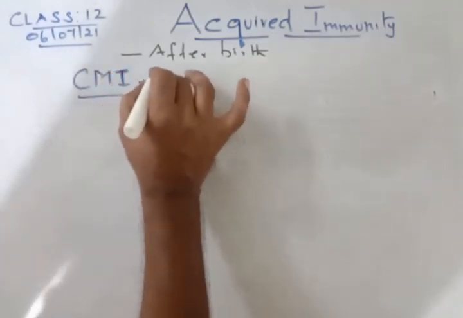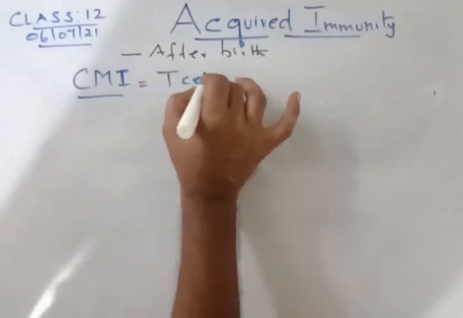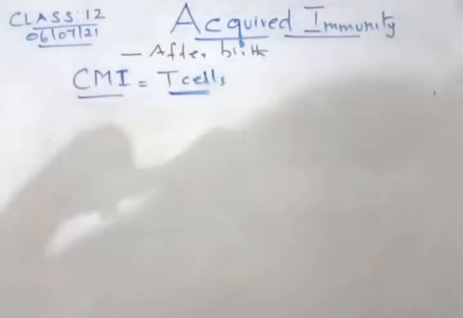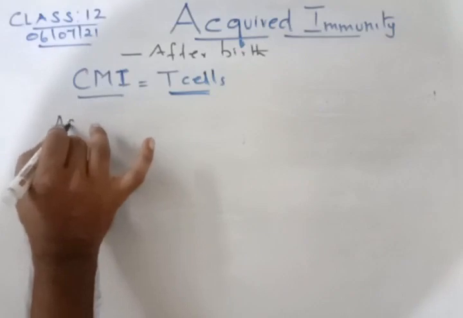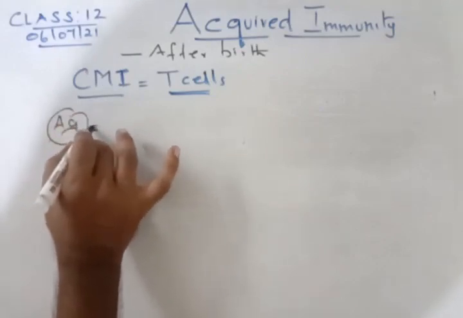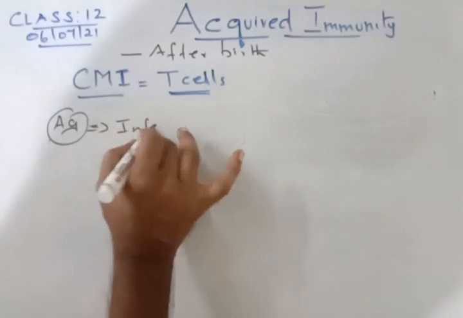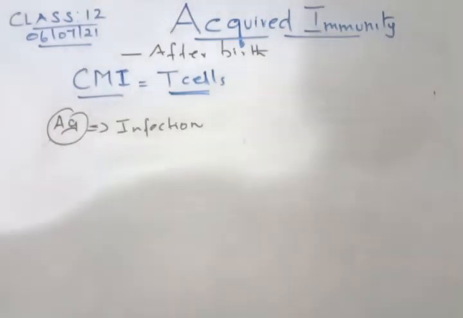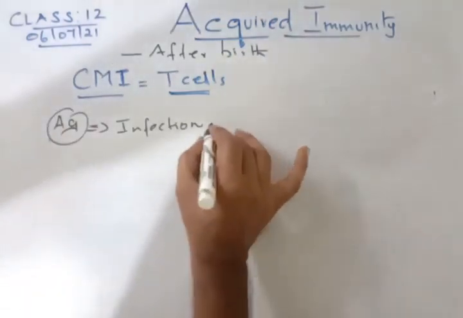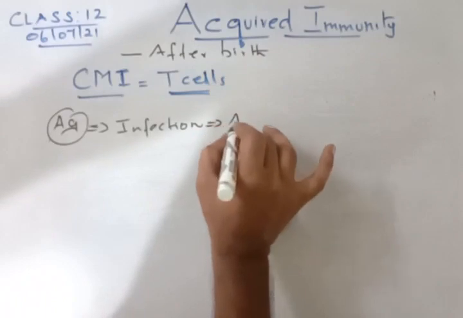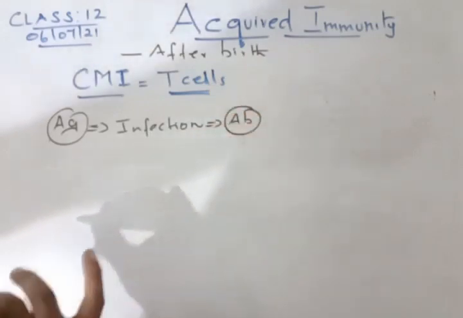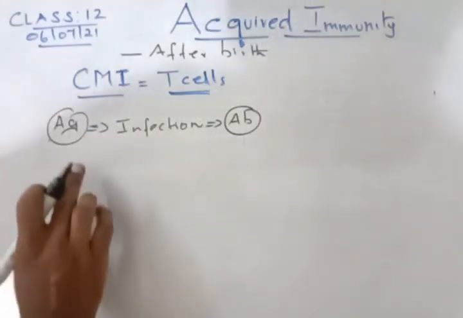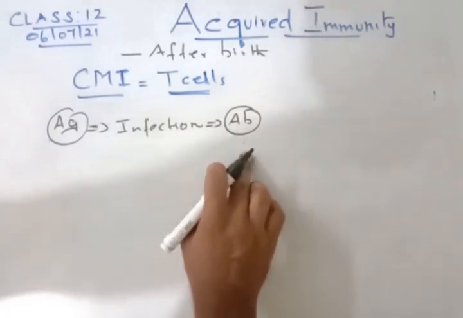In CMI we are talking about the cells called T cells. We know where they are produced and where they are matured, right? Now we are talking about the antigen. What is the role of the antigen? The antigen is involved in infecting our body, so it causes infection. If it is causing infection, ultimately it is going to produce an immune response, that is, antibody production will be done. These antigens are recognized by our immune system.